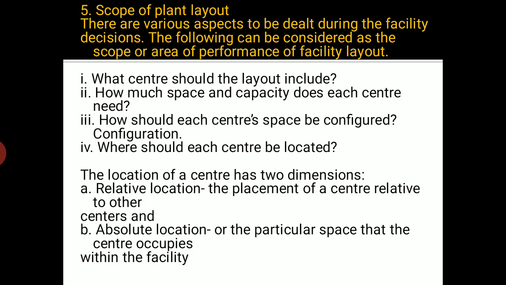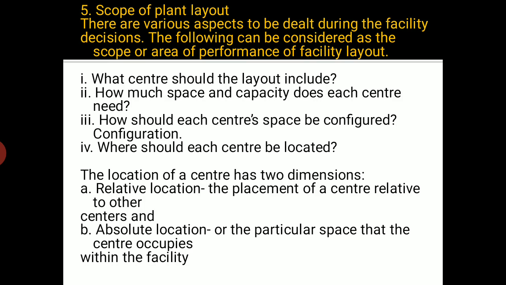Suppose if 5 main centers are there in my factory, then I need to see what space is required by a single function there. Suppose one important center may need the space of 1 acre, or maybe the 1 acre space may be divided into different square feet, so that we can make the arrangement properly. That is why how much space and capacity each center needs is also one of the areas of work. Third one is how should each center space be configured, that means how it should be adjusted.